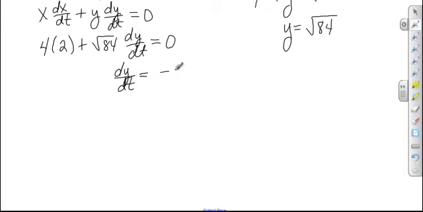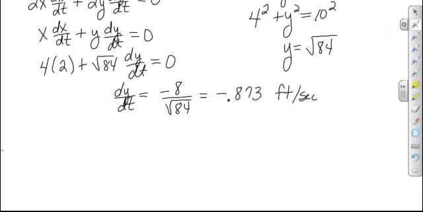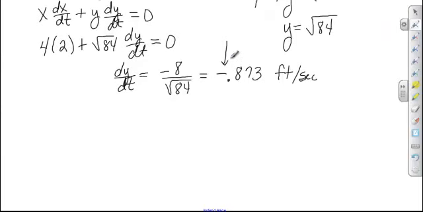Negative 8 divided by square root of 84 is perfectly fine. I understand if you want to get a decimal approximation for that, so you have some idea of what number that actually is. And if you round off to 3 decimal places, negative 0.873, the units would be feet per second. Now the question is, how fast does the top of the ladder approach the floor? The fact that this number is negative indicates to me that the value y is decreasing. Which, if you think about that picture and what y is, that means that the top of that ladder is coming closer to the floor.